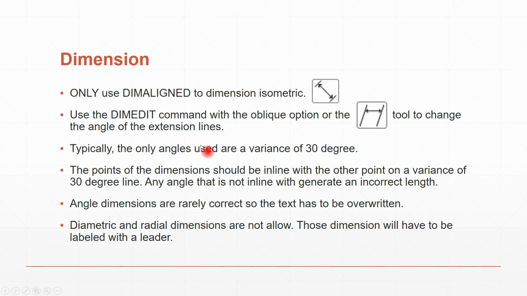And I think I may have skipped this rule. This is one of those really important rules, and we're going to see it in the lecture demos: we have to keep lines in line with each other in order to correctly get the right length. Basically, if the points are not in line together at 30 degrees, because we're using an aligned dimension, then that's going to throw the angle off and it's going to give us the incorrect length.